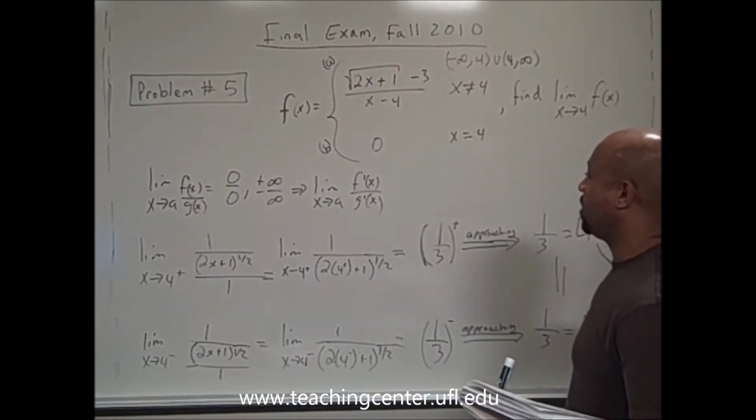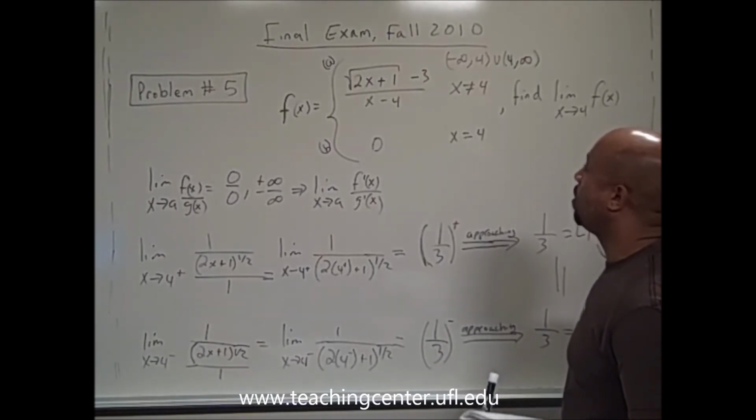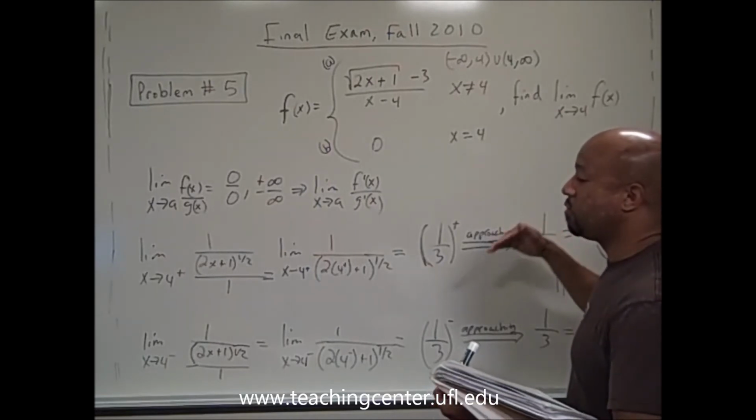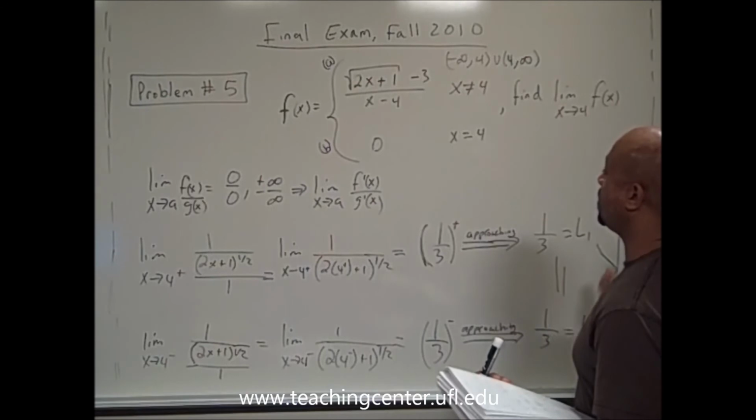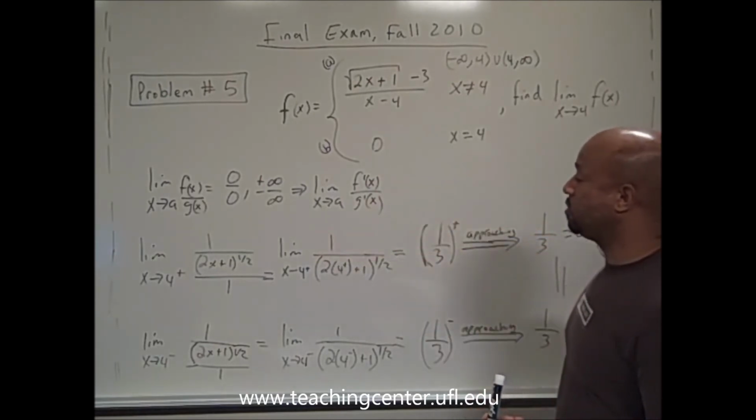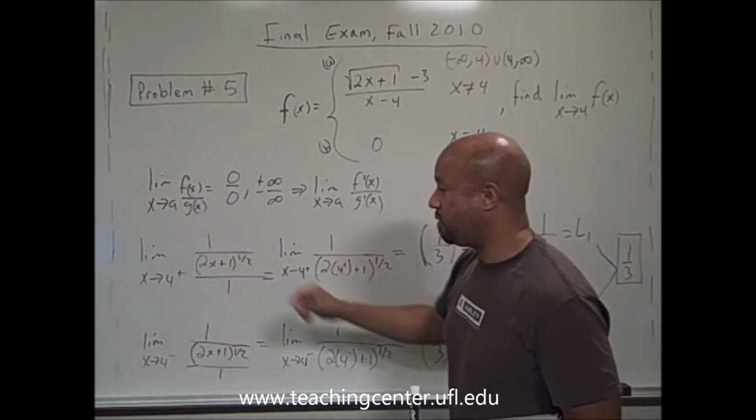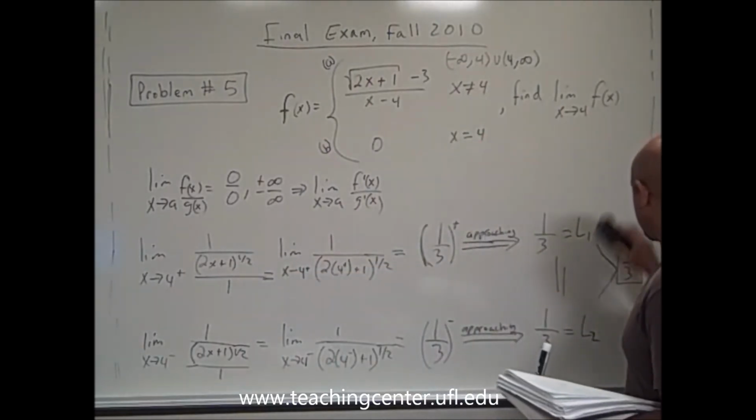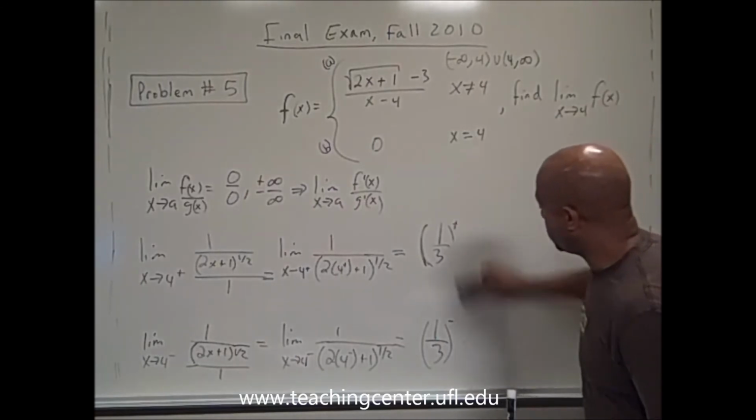But you don't want to know what's actually happening at x equal to 4. You want to know what the function is doing as you're approaching x equal to 4 from the right and from the left. That's the reason why we had to look at this limit of what's happening when x is approaching 4 from the right and from the left. Also, so the answer is 1/3.